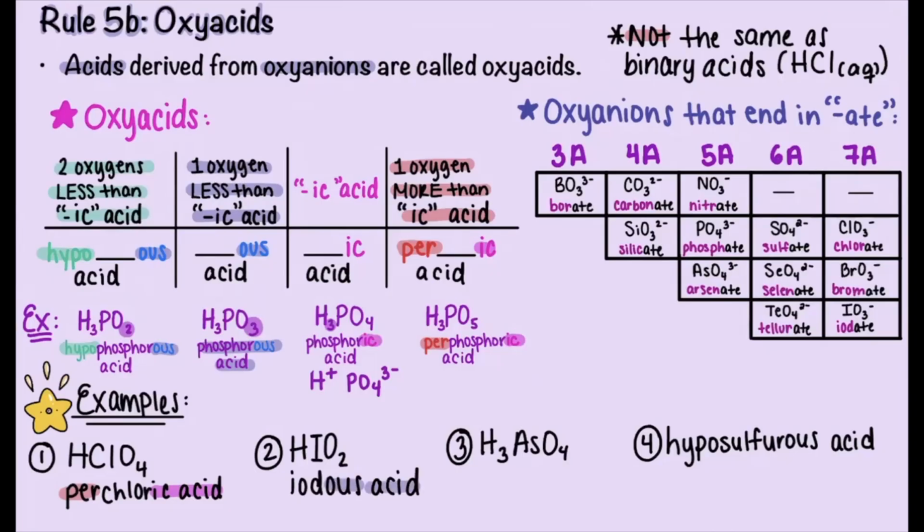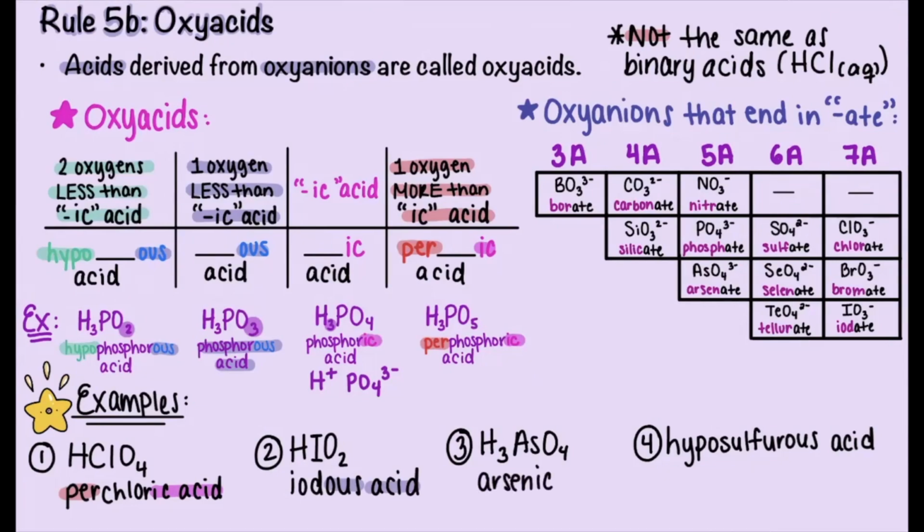What about H3AsO4? Well, AsO4 to the negative 3 charge is arsenate. And we have a hydrogen written to the front. So the ate drops, and now the acid form is arsenic acid.